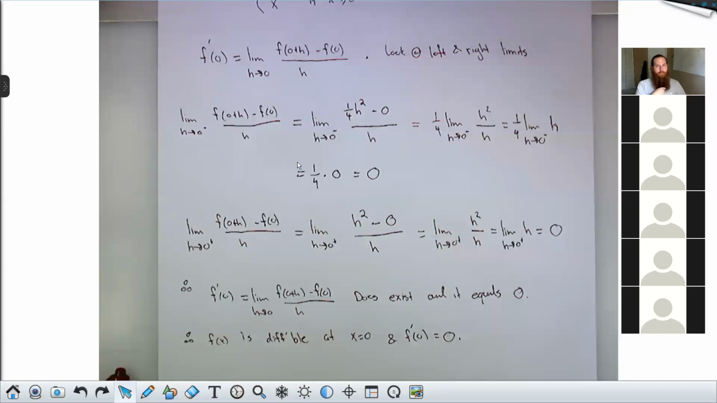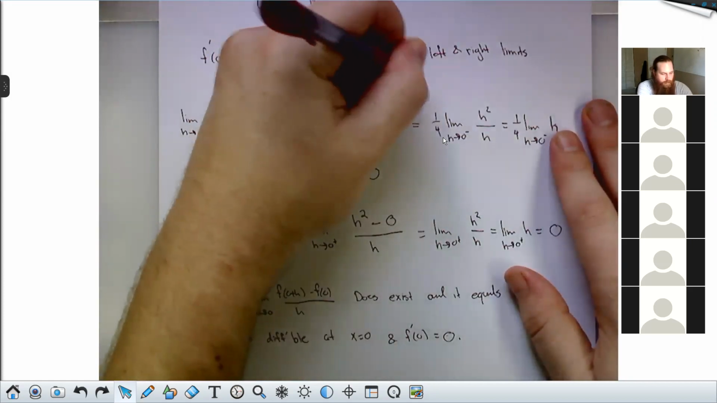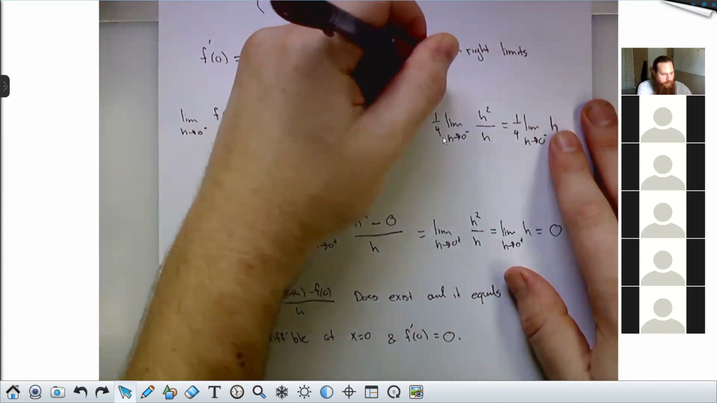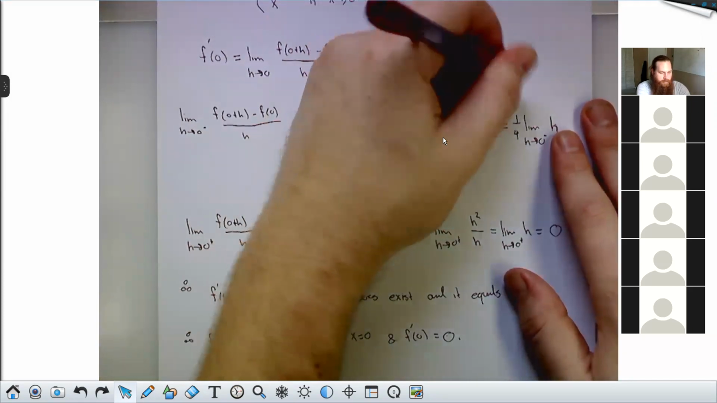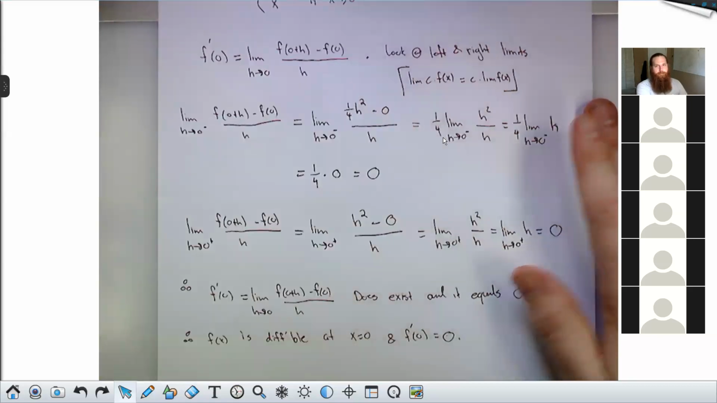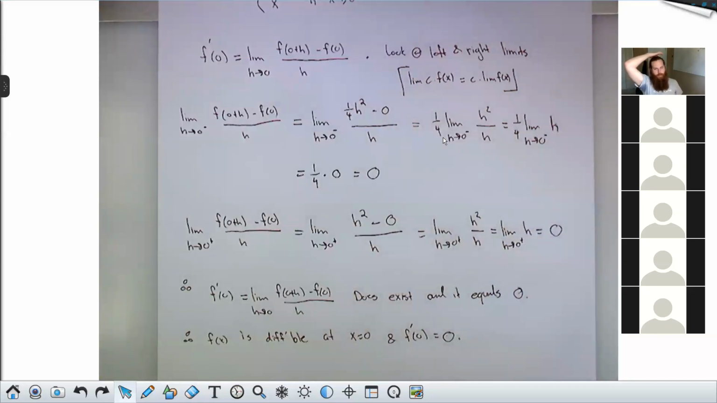How did you pull the 1/4 out in front? Because 1/4 h squared minus 0 is just 1/4 h squared. So 1/4 is a factor of this whole thing. And since it's a constant, it can come out front. So I'm using here the limit rule that says the limit of a constant times some function is the same as the constant times the limit of that function. So here c is 1/4, and my function is really of the variable h, not x, but the same rule works. So this is 1/4 h squared over h. The 1/4 is thus a constant multiple and can come out front. You could have left it in and everything would have gone the same.